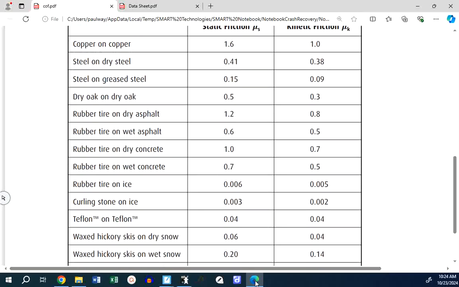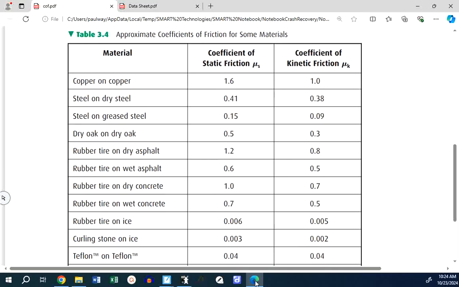And these are all empirical. And you can see, looking over these, that the coefficient of static friction is in most cases, maybe all of them, more than the coefficient of kinetic friction. Except for Teflon on Teflon. It's the same.